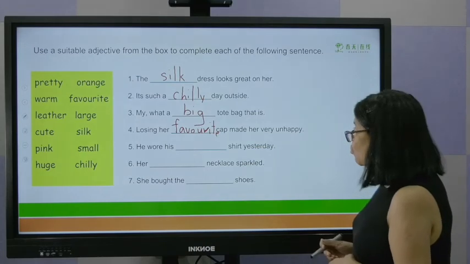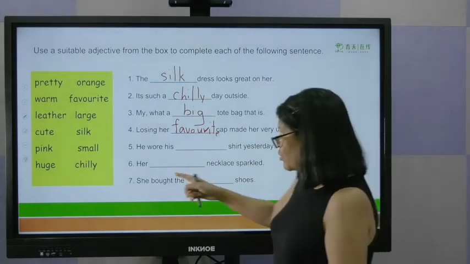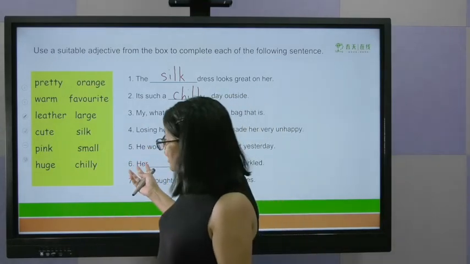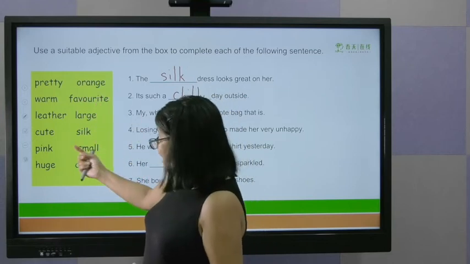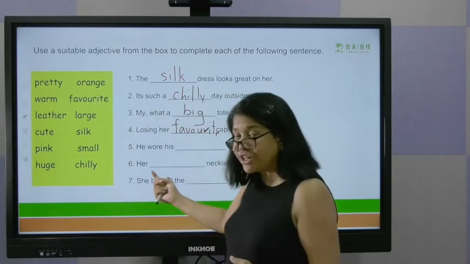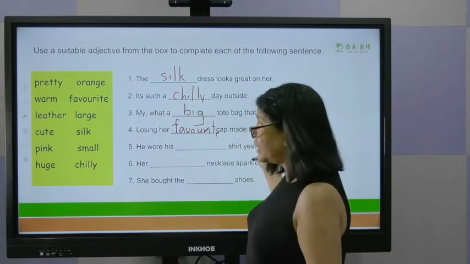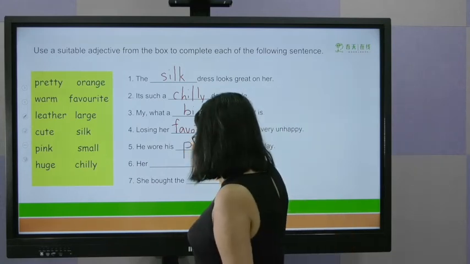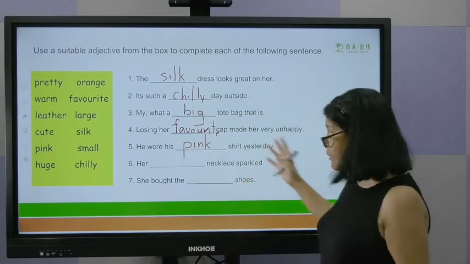Number 5, he wore his what shirt yesterday? Give it a shot. Which one do you think? What kind of shirt would it be? Adjective to describe shirt. Yes, color. You can have orange. You can have pink. Do you have a pink shirt? Orange shirt? Anything else? It can be silk shirt. Let's go for color for this one. Let's put pink. He wore his pink shirt yesterday. So the others may also be right.